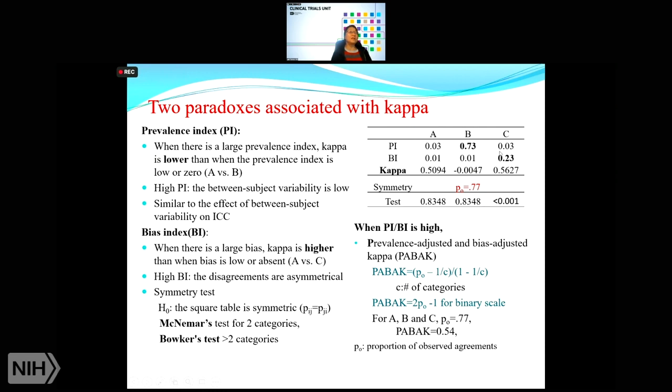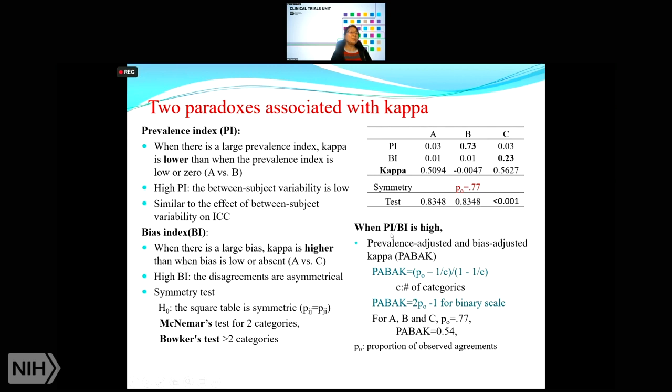Compared with A, data set C has a high bias index and the kappa is slightly bigger than the kappa in A. This indicates that when there is a large bias, kappa is higher than when bias is low or absent. A higher bias index indicates the disagreements are asymmetric. We can do the symmetry test for bias. The effect of bias on kappa is different from the effect of bias on the ICC.